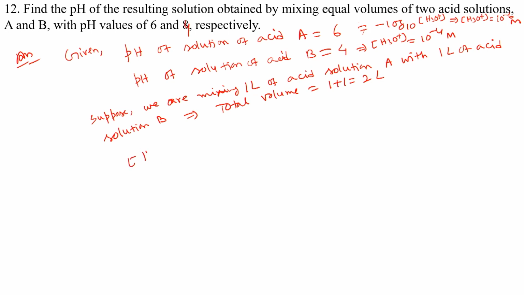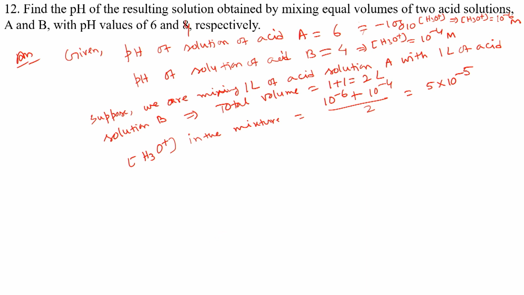So what is the concentration of H3O plus in the mixture? We have 10 to the minus 6 from A plus we have 10 to the minus 4 from B in 2 liters. So we get 5 times 10 to the minus 5. So this is the concentration of H3O plus in the mixture.